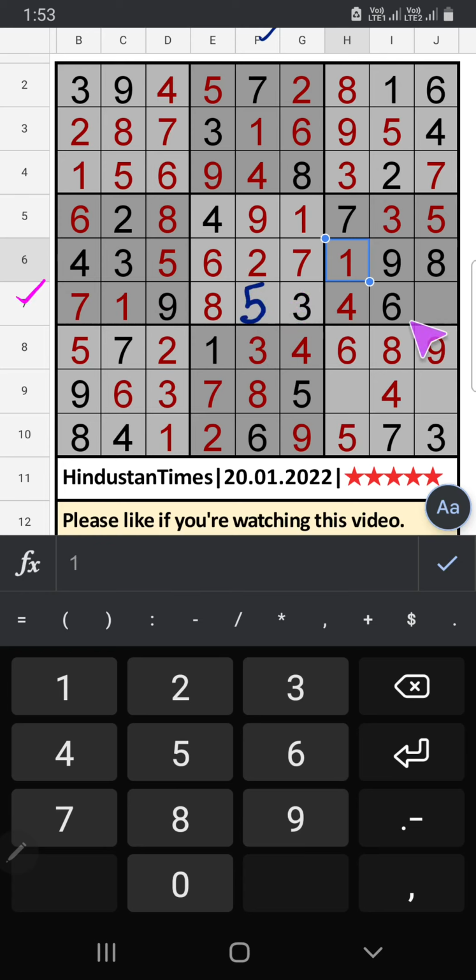Seventh row, only one number is remaining. 2 is confirmed here. Ninth row, two numbers are remaining, 1 and 2. Column H, we have 1. So 1 can't come in this cell. 1 is confirmed here. Then 2 is here.